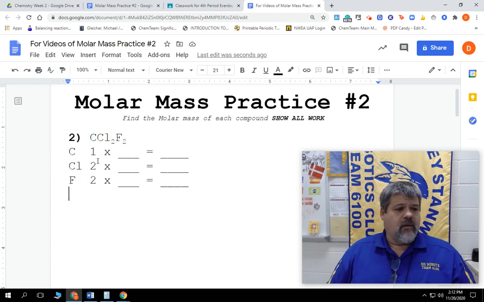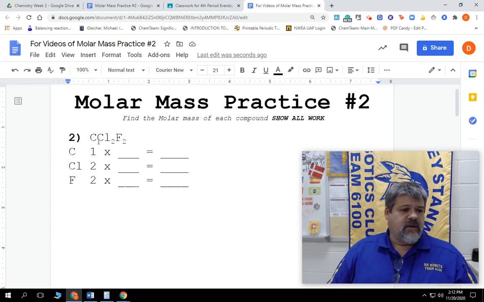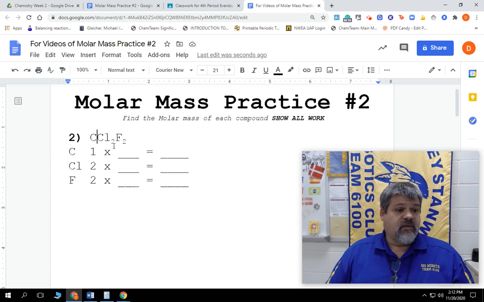So if you haven't figured it out, we have one carbon. There's carbon. We know by the capital letters, we have 1, 2, 3 capital letters, 3 elements. We use the subscript that's right here. Since there's no subscript, we put a 1 in there. And then chlorine, I have 2 chlorine because of the subscript. I'm going to put that there. And then we have fluorine, which we have 2, and that 2 is right there.